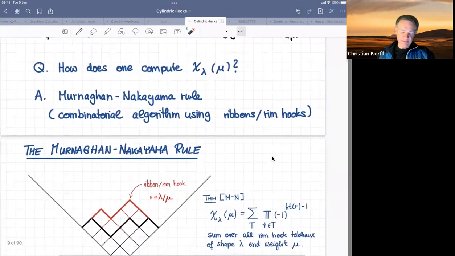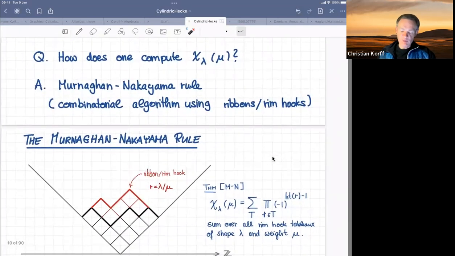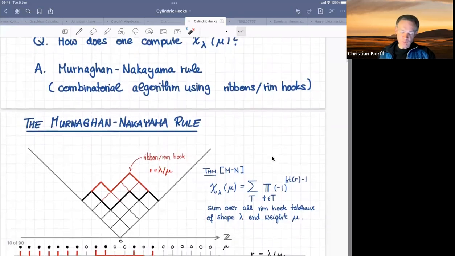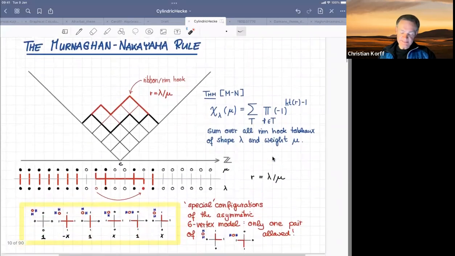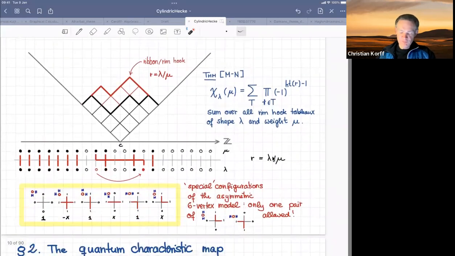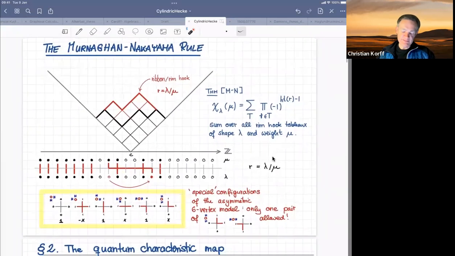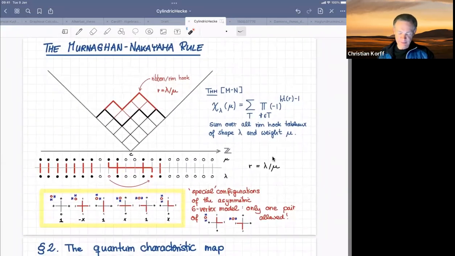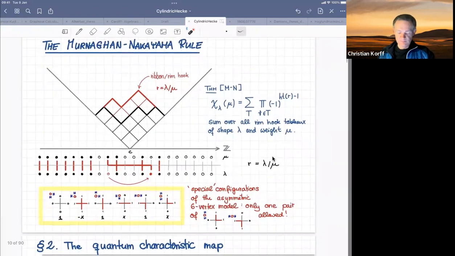Okay, but let me come to this problem which I have now mentioned repeatedly. How do we actually calculate the character table, which gives us the basis transformation between power sums and Schur functions? This is the Murnaghan-Nakayama rule, which you can recast in terms of lattice models. So that's where we finally meet our hero of the talk, the six-vertex model.